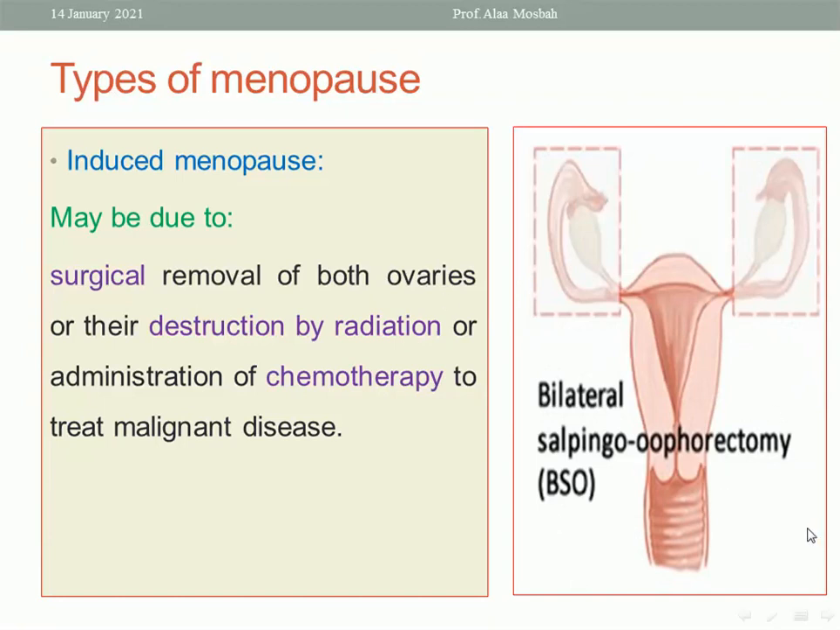While the third type, which is the induced menopause, means the menopause occurred because I removed the ovaries, as in bilateral oophorectomy during surgery, or I induced damage to the ovaries by giving chemotherapy for malignant cases with cancers. So chemotherapy can cause damage to the ovaries, so inducing menopause. Also, radiotherapy for treating malignancy may cause menopause, and this is called induced menopause because radiotherapy causes damage to the ovary and ovarian follicles.